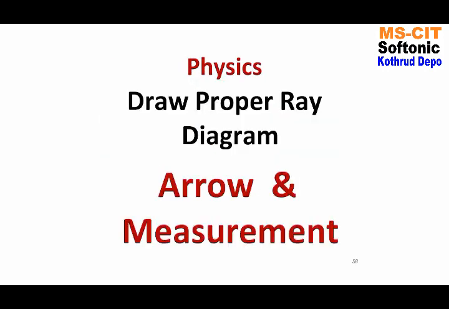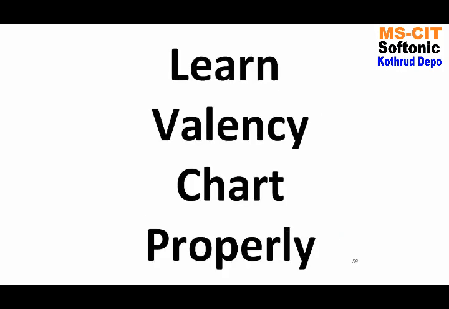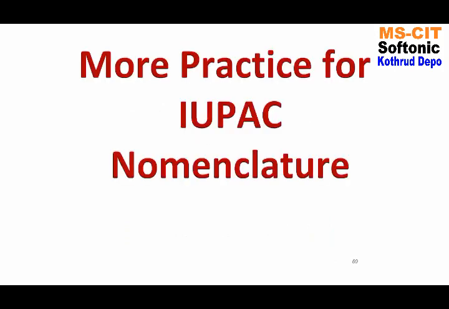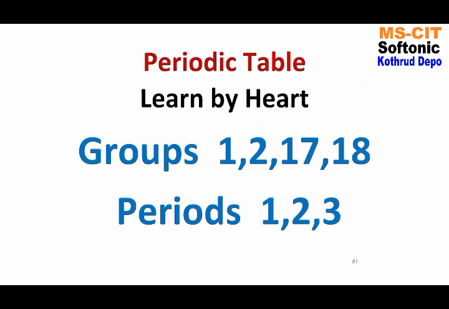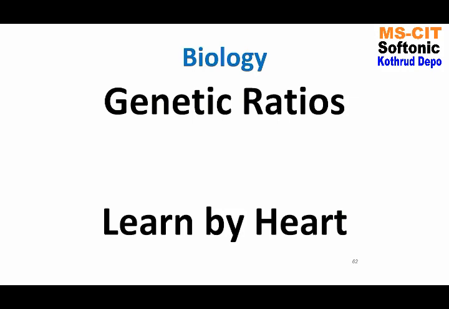In case of physics, draw a proper ray diagram; arrows and measurements are compulsory. Learn the valency chart properly. IUPAC nomenclature, more practice is required. Periodic table, groups and periods which are mentioned, you must learn them by heart. Biology, genetic ratios, learn them by heart.